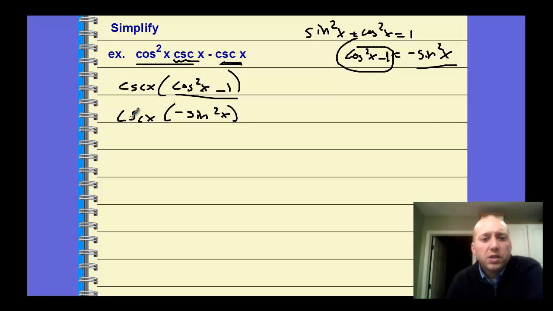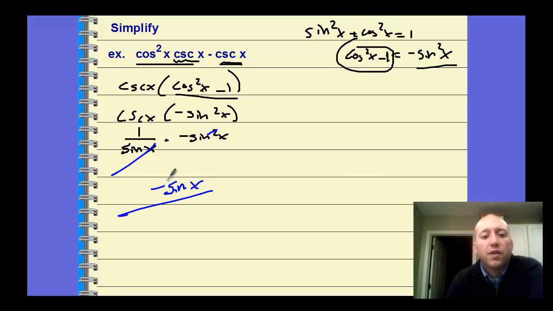But then I see that cosecant and sine have a relationship. Cosecant is 1 over sine x, times the negative sine squared x. So then I can reduce a little here, because the sine in the denominator reduces with one of these sines. So I'm left with negative sine x, and that's as far as I can take it. So that would be simplified. The hard thing again here is knowing how far you need to go until you know you're done simplifying the problem.